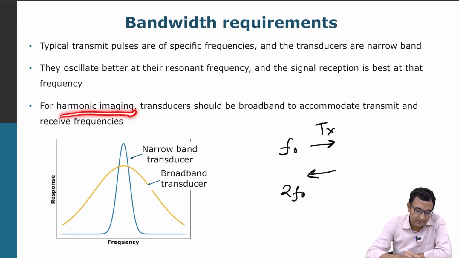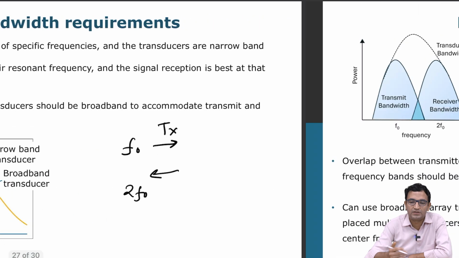So like I have written here, for harmonic imaging, transducers should be broadband to accommodate both the transmit and receive frequencies. In some cases, two different elements are used, one for transmit, one for receive, and one is sensitive at F0, which is used for transmit, and the other one is sensitive for 2F0, which is used for receive.